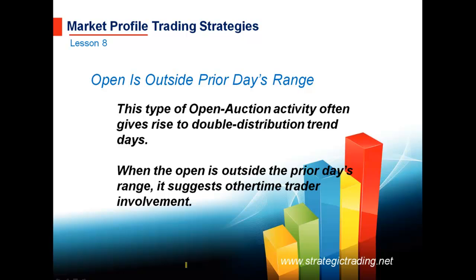Now, if the open is outside the prior day's, this type of open auction activity will often give rise to what we call a double distribution trend day. And again, I will show that to you, but basically you will have two different value areas within the same day. When the open is outside the prior day's range, it suggests the other time frame trader is involved in the market, and our job again is to discern, identify and detect what they're doing and with what conviction.